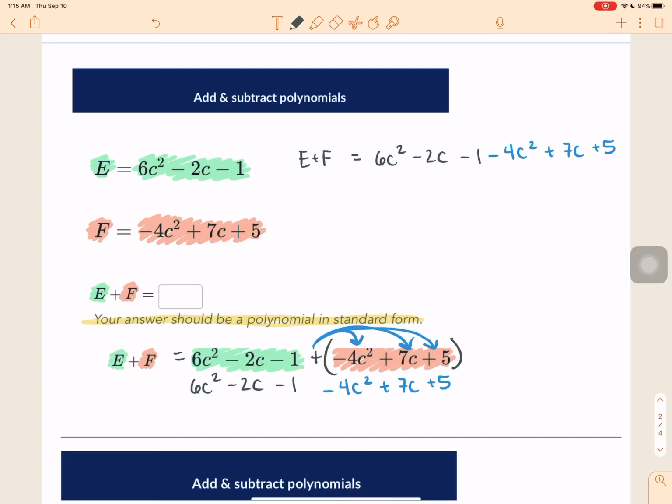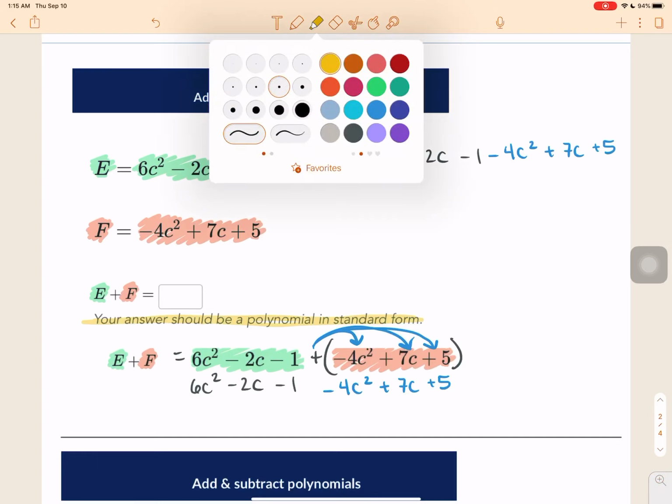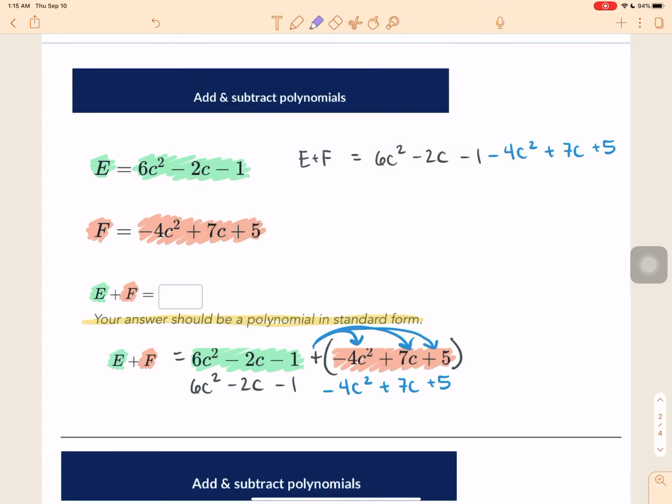All right, so our next step is to combine like terms. I just start on the left. So I have a 6c squared and I have a negative 4c squared. So the c squareds will go together.